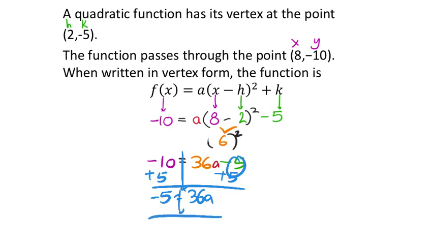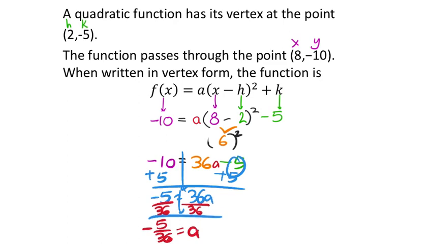And then the last thing we're going to do to solve for a is divide both sides by 36. I'm going to keep that as a fraction, -5/36. I don't even know what the decimal would be, but I assume it to be pretty ugly. So I've got my a equals -5/36.